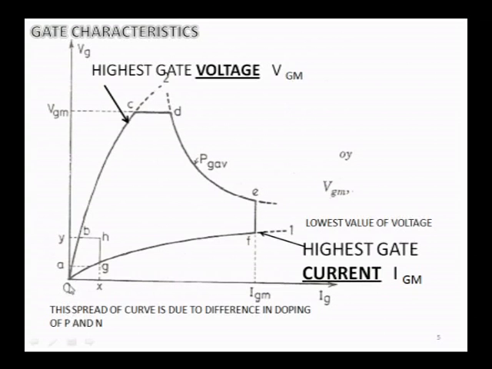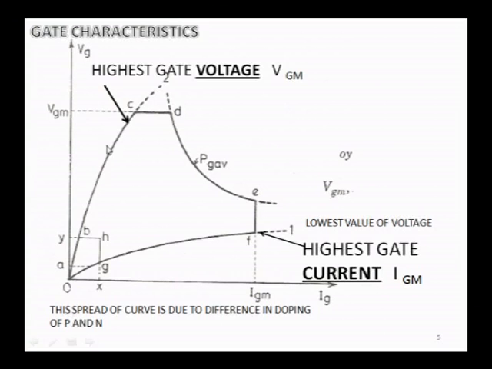Now, there are two curves you can see there, curve 1 and curve number 2. These two curves are drawn for the same SCR, they are not for different SCRs. You can see curve number 2 is for the highest gate voltage that your SCR can accept very safely. So, this is VGM, gate maximum voltage. The other curve, curve 1, is for the highest gate current or lowest value of voltage.